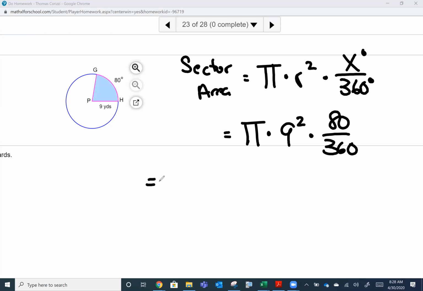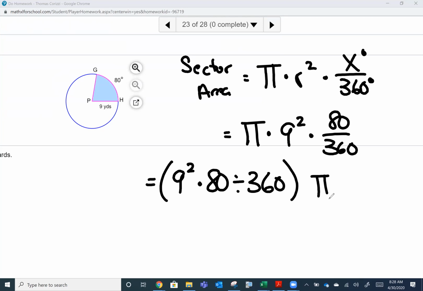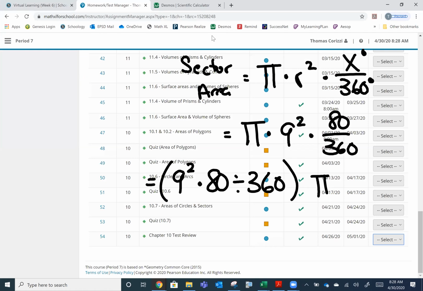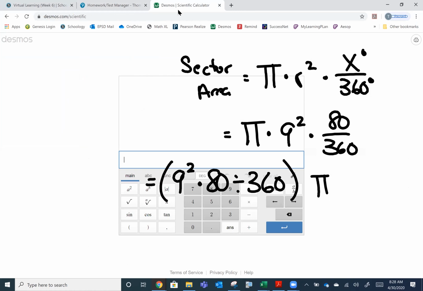Now it wants your answer in terms of pi. So what you have to do is multiply all these numbers first. This is how you'd put it in your calculator, and then you'd slap pi on at the end. The other thing I recommend you use is the Desmos Scientific Calculator, which can be found by either downloading the app on your phone, or opening it up in your browser. Again, you go to desmos.com/scientific.